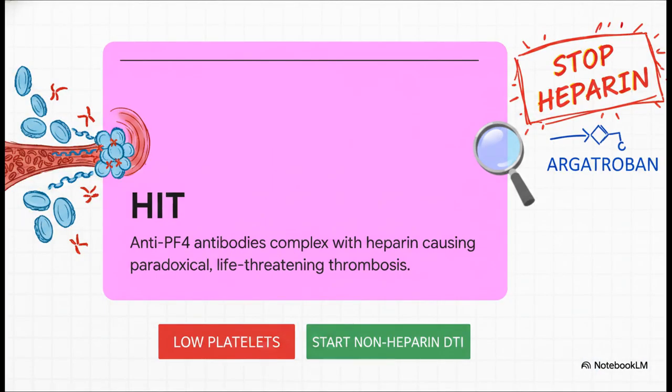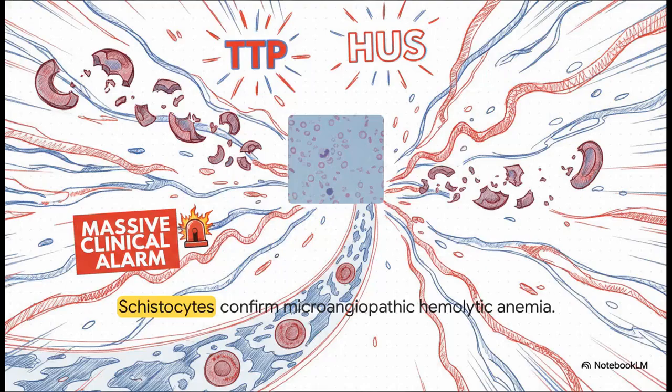Next up is an iatrogenic nightmare, HIT, or heparin-induced thrombocytopenia. This is driven by anti-PF4 antibodies that literally form a complex with heparin. But here's the twist. Instead of just causing bleeding, this complex dangerously activates platelets, leading to paradoxical, life-threatening thrombosis. The emergency directive here is absolute. You stop all heparin products immediately, no exceptions, and you start a non-heparin direct thrombin inhibitor. Think argatroban.